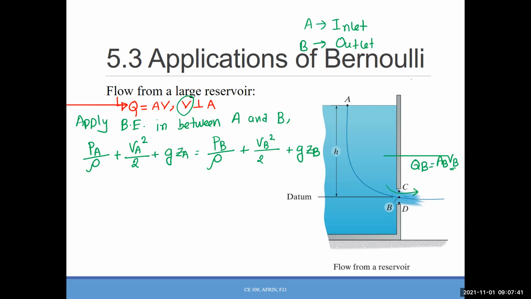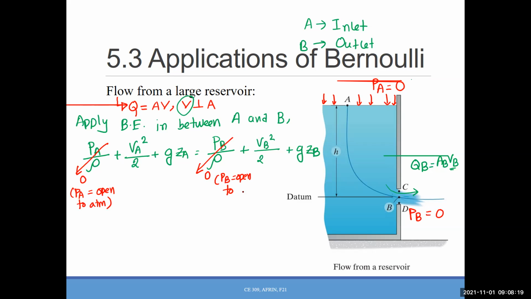Now, point A, that is open to atmosphere. So what do you think? What will be PA? It will be 0. PB, water is discharging into open atmosphere. So what will be PB? 0. Again 0. So this whole thing is 0 because open to atmosphere, so 0, 0, right? So 2 terms gone. Now we need to think about VA and VB.